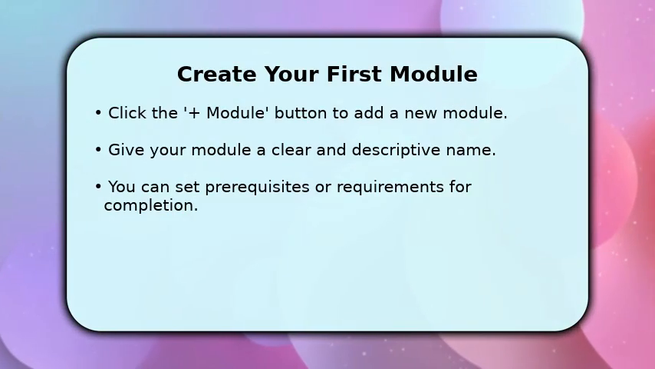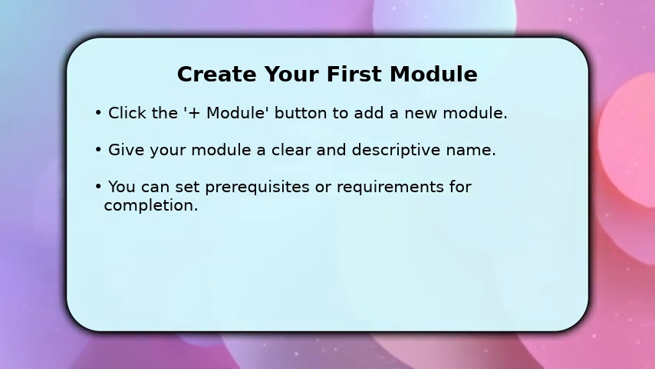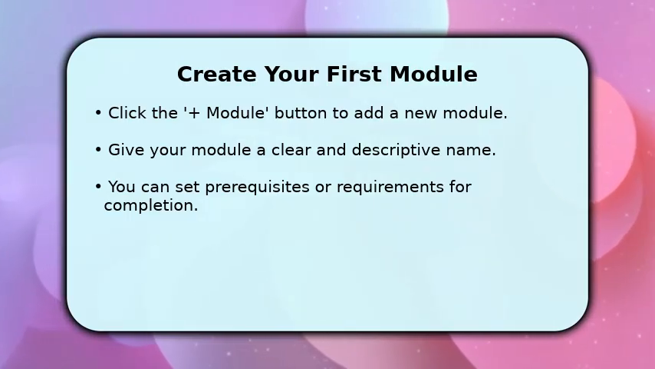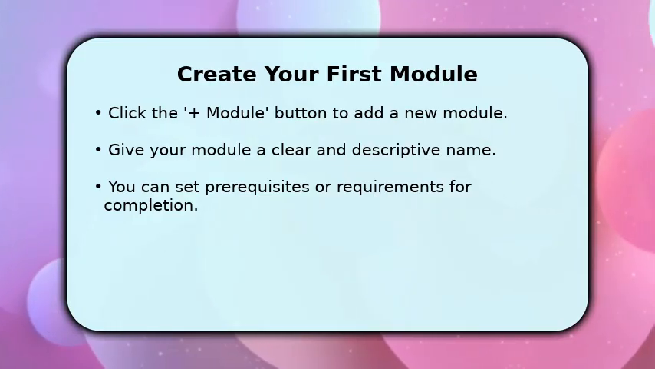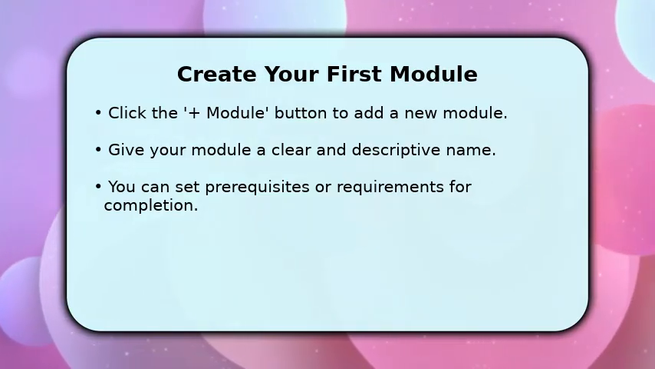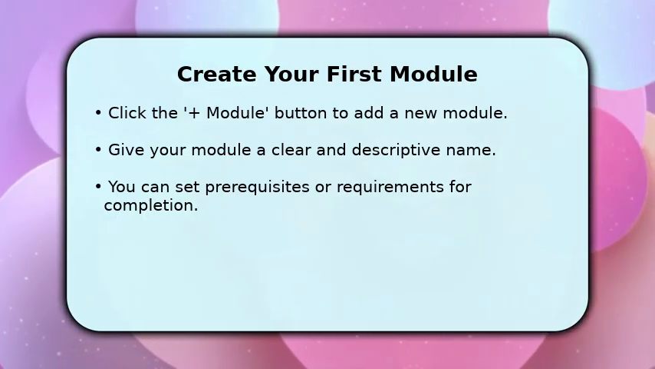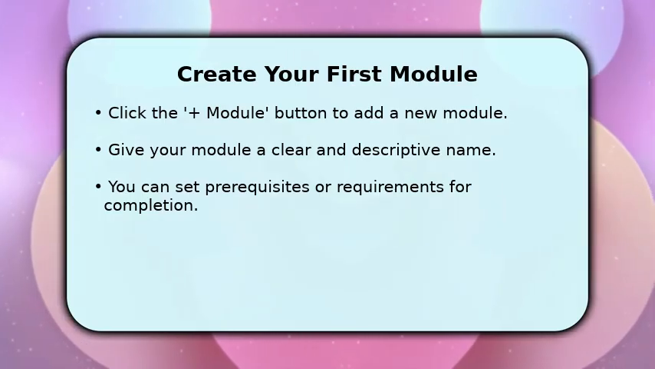To create your first module, simply click the plus module button located at the top right of the modules page. A pop-up window will appear, prompting you to name your new module. Choose a title that clearly indicates its content, like Week 1 or Introduction to Topic. You can also add prerequisites or requirements here, which control student access and progression through the course material.